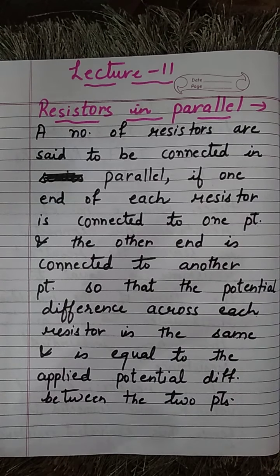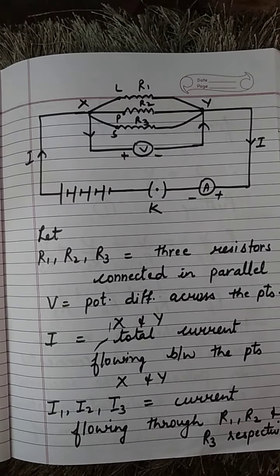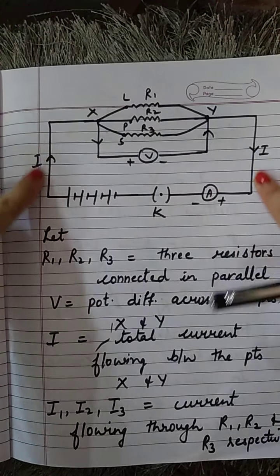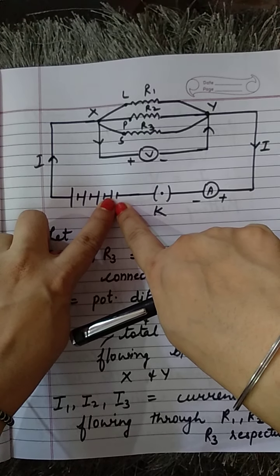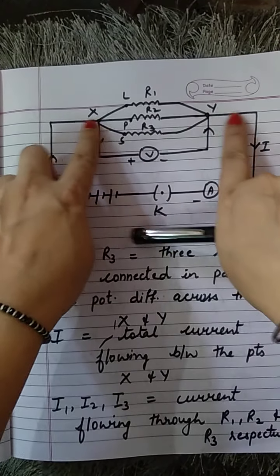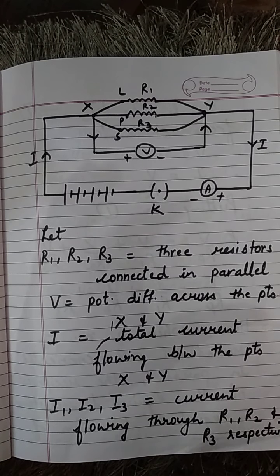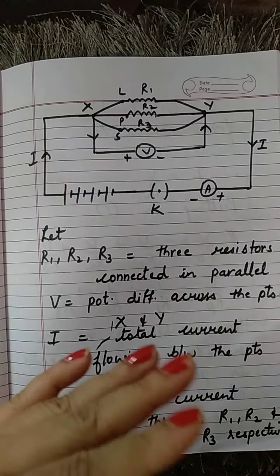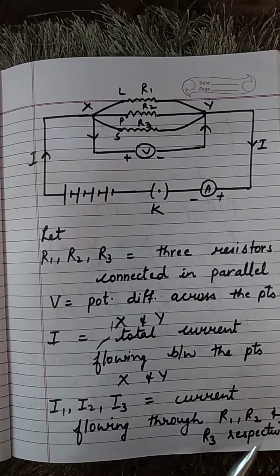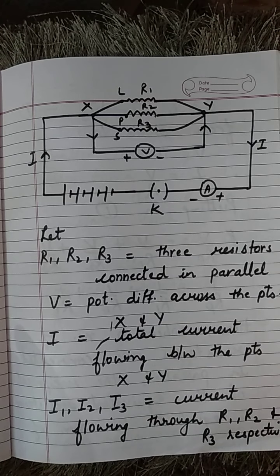So what is actually being said? See the circuit diagram. Number of resistors are said to be connected in parallel when they are connected end to end. मतलब इसका कॉम्बिनेशन सीधा बैटरी तक, इसका कॉम्बिनेशन सीधा बैटरी तक, थर्ड का कॉम्बिनेशन सीधा बैटरी तक. Means they are not joined one after the other, but they are joined parallelly, one then next then next.